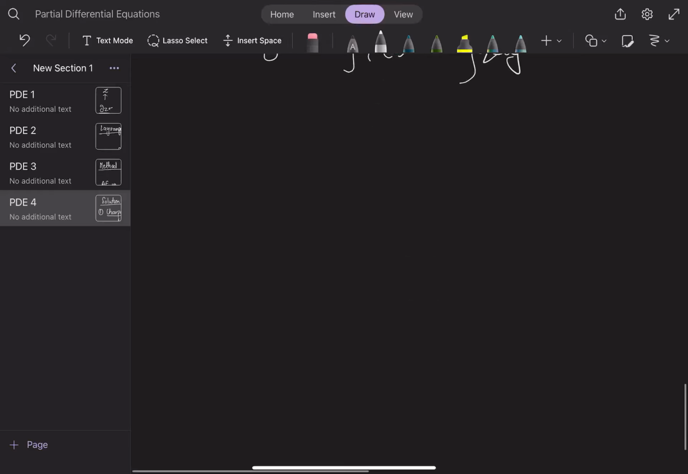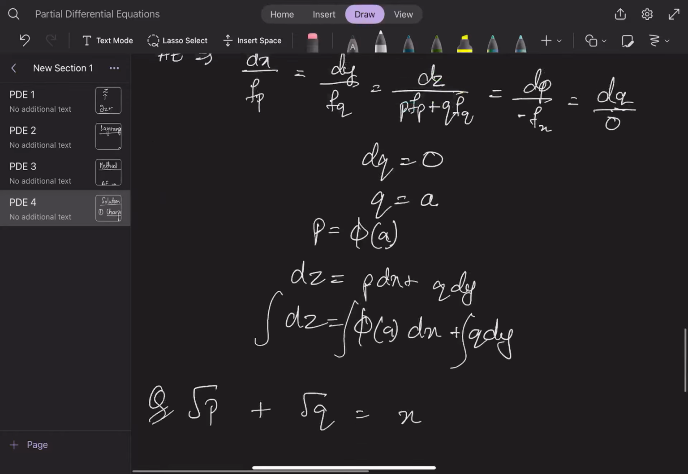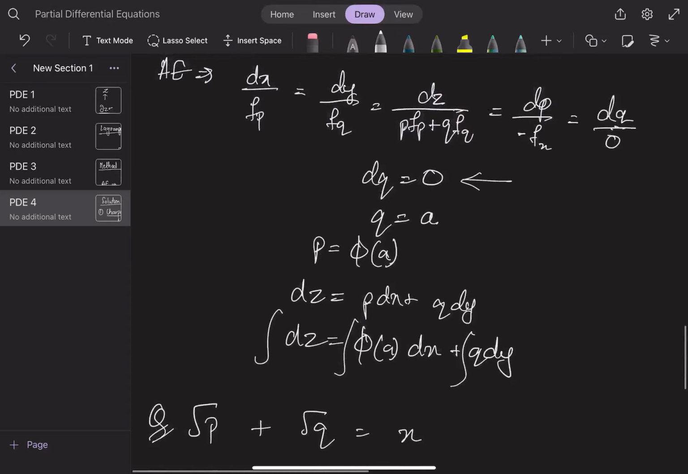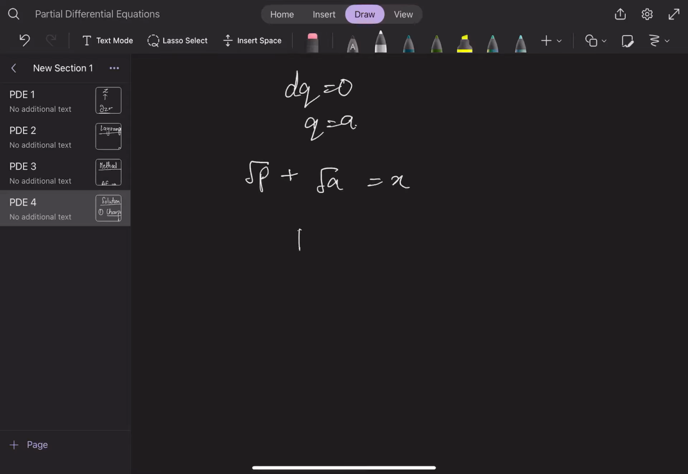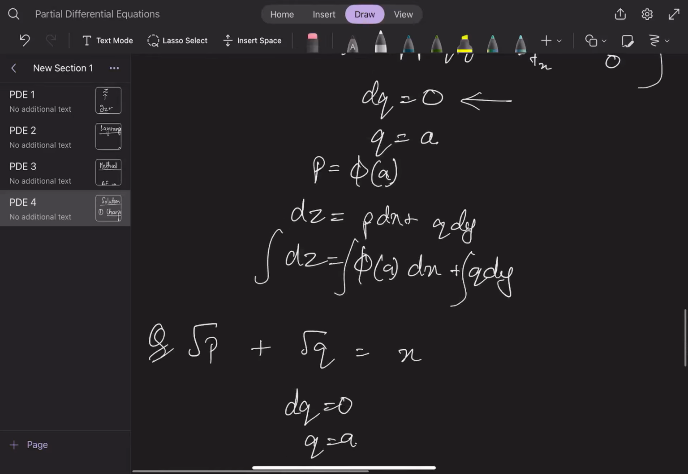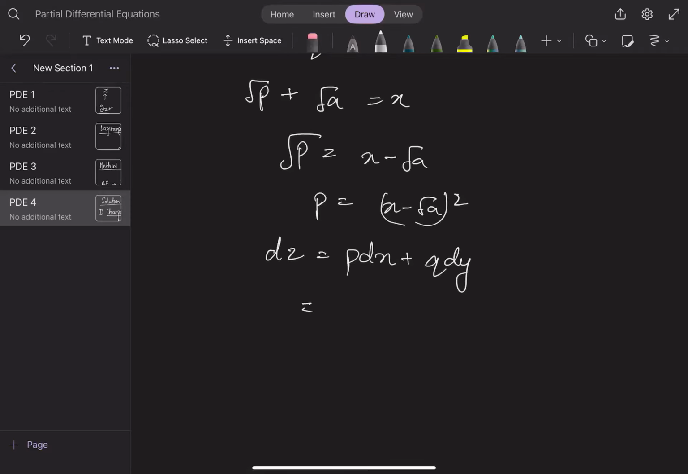So let's take an example. Under root p plus under root q is equal to x this time. Last time we took this as 1, we'll take x this time. So if you write this equation, you'll get dq is equal to 0. Remember guys, when you're writing in the exam, make sure you write the entire equation. So you'll get dq is equal to 0, which means q is equal to a. So root p plus root a is equal to x. So root p is x minus root a. So p is x minus root a whole square. Now dz is equal to p dx plus q dy. That means dz is x minus root a whole square dx plus a dy.